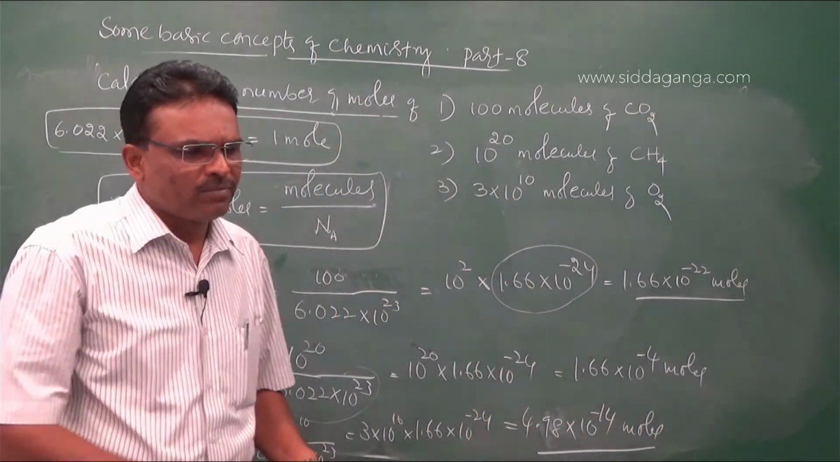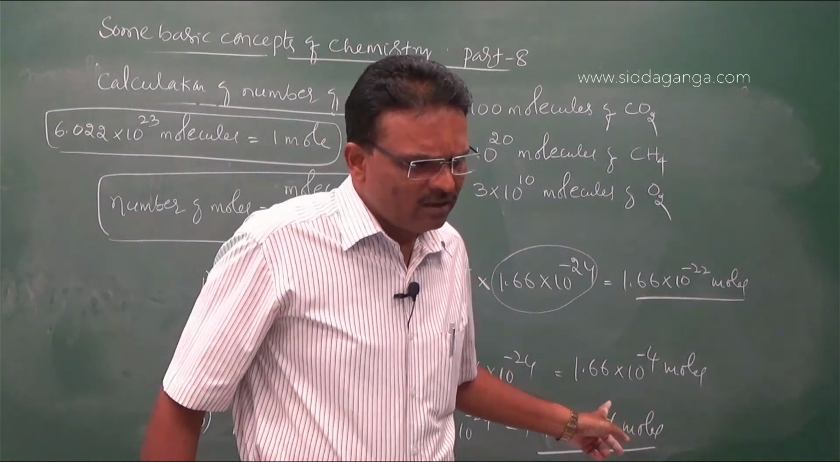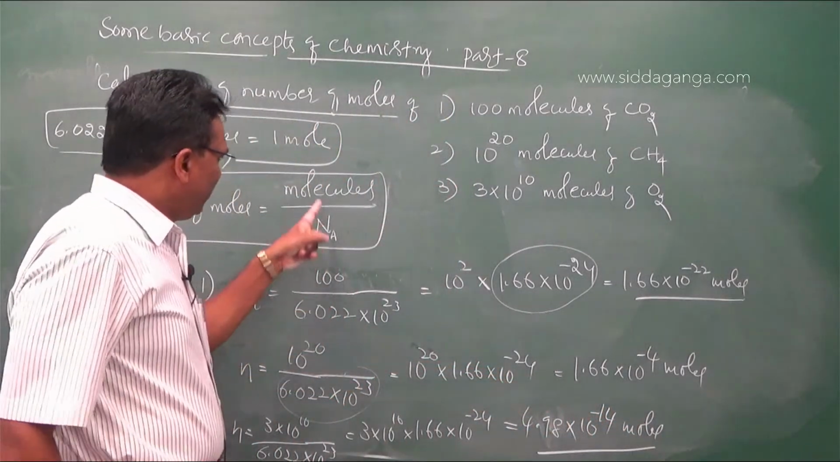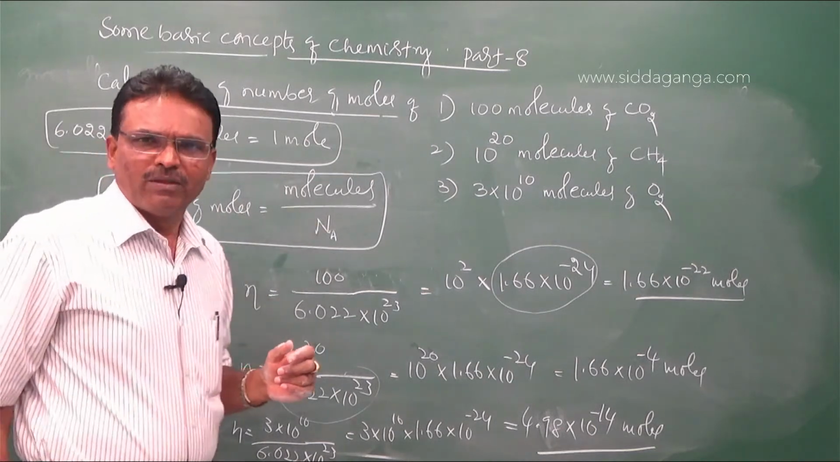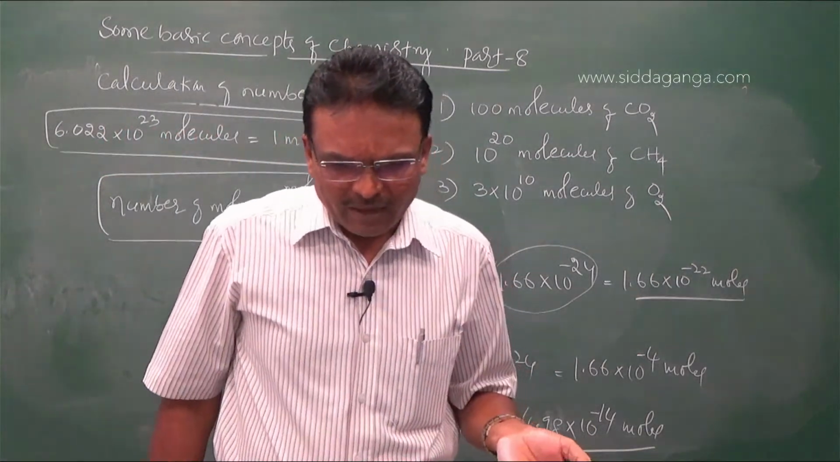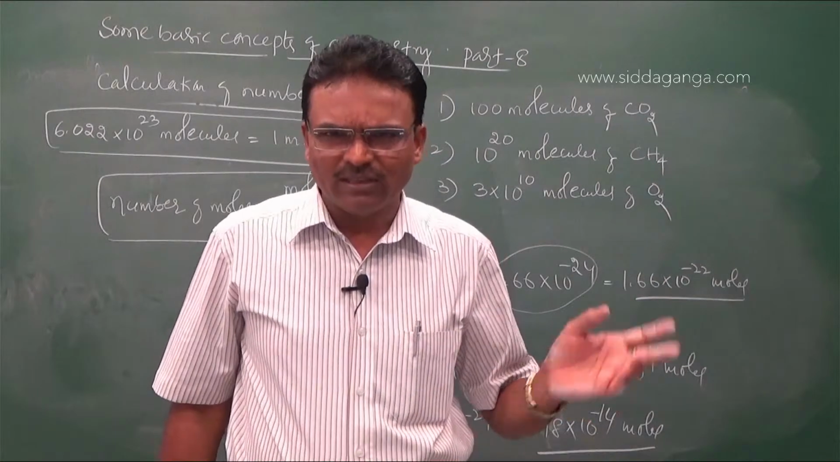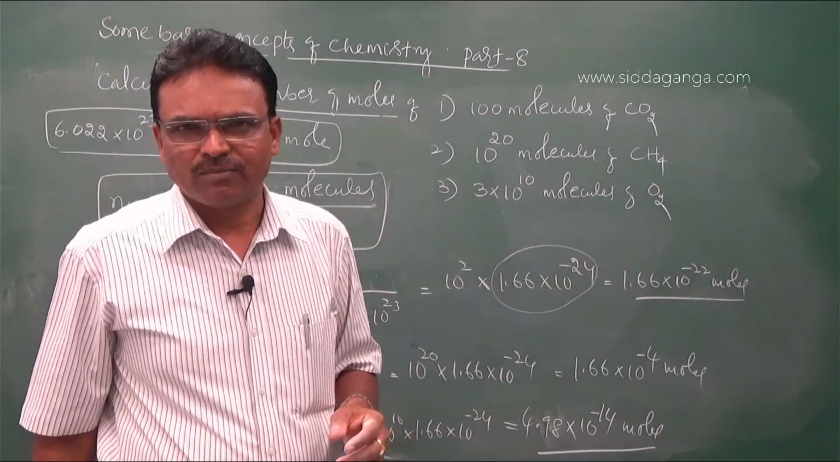Clear? Note this correctly. So here, molecules divided by Avogadro number represents the number of moles. Mass divided by gram molecular mass also represents the moles.